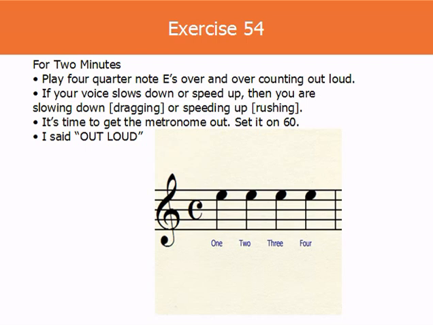Now, if you start going 1, 2, 3, 4 unevenly, you're either slowing down or speeding up, which means you're not going steady. It's got to be clockwork. 1, 2, 3, 4. Get used to counting out loud.